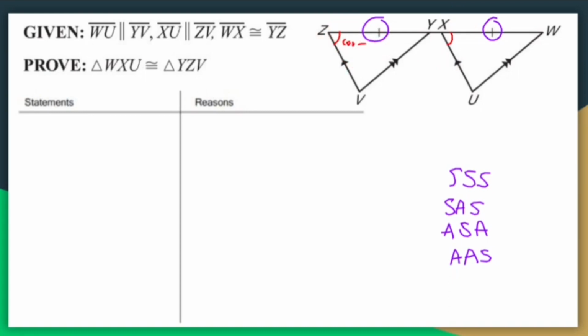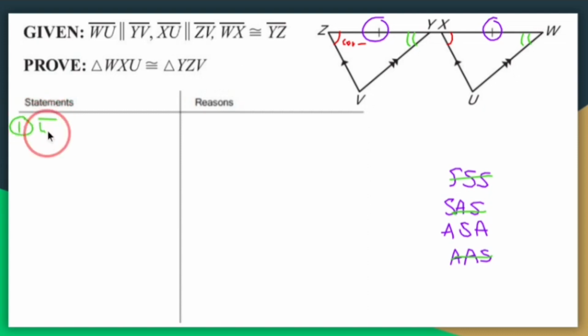Similarly, since these two guys are parallel, these correspond. And so what I have is an angle, the side in between, and an angle. I have ASA. So I'm going to state my given. I'm going to say that these two angles are congruent because they correspond. These green angles are congruent because they correspond. Therefore, the triangles are congruent from ASA. So, number one is my given.